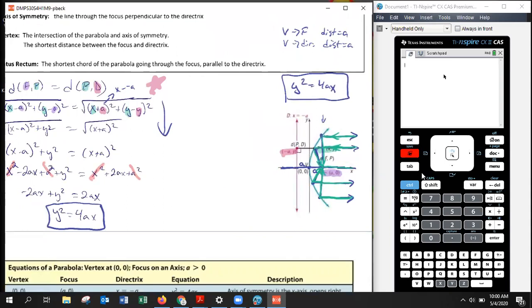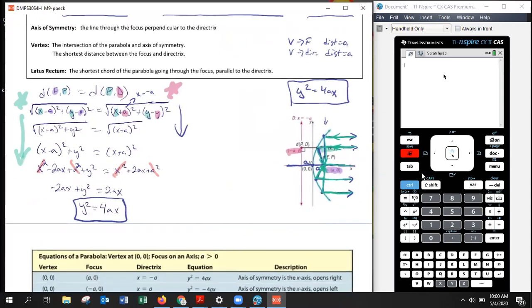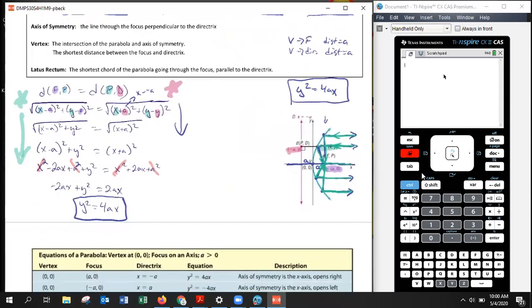So with all of that said, that's an introduction to our parabola. We do have a very, very special characteristic of this parabola that we are going to emphasize. That characteristic is called the latus rectum. The latus rectum is actually the shortest chord going through the focus parallel to the directrix.